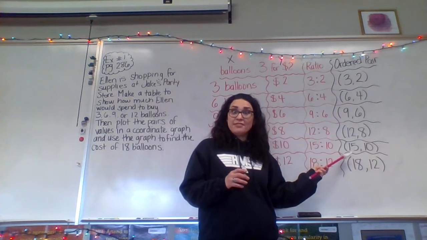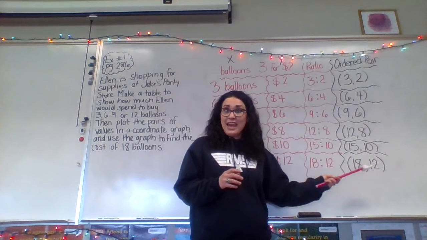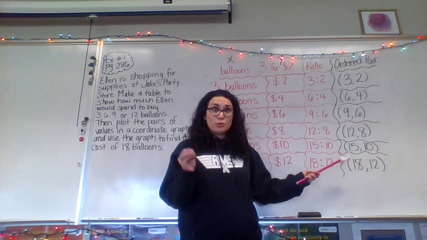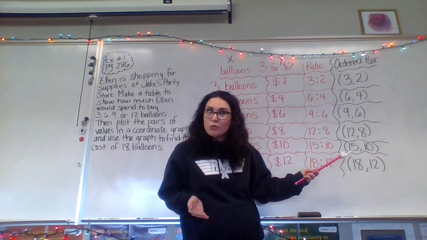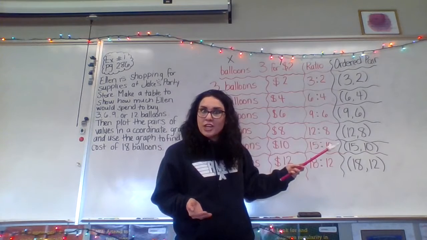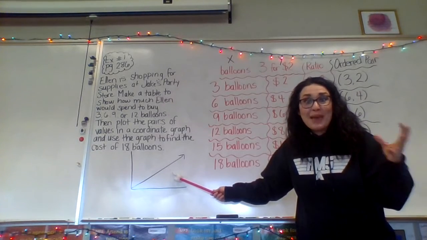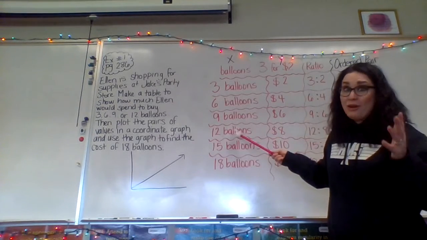15, 10, 15X, 10Y, and then lastly, 18X, and then 12Y, right? Now, here's also a super duper cool thing. Do you know what the line will look like when you graph this ratio? Check it out. It's a straight line. Just like when we were graphing those independent and dependent variables, since these ratios are all equivalent, right?